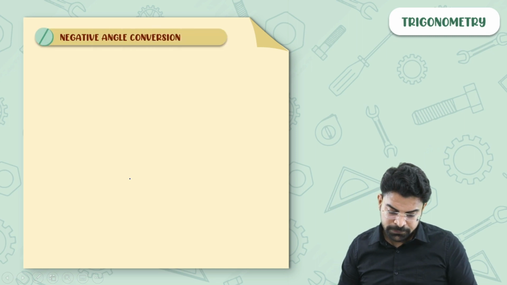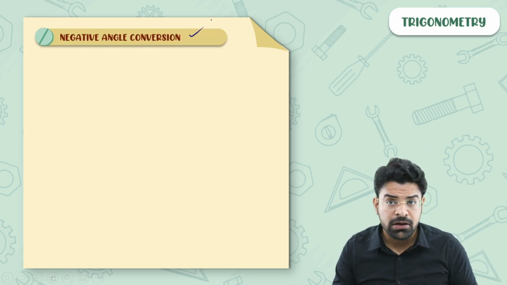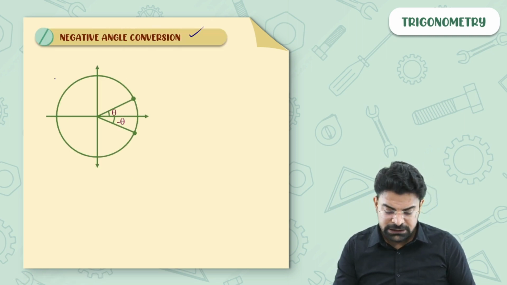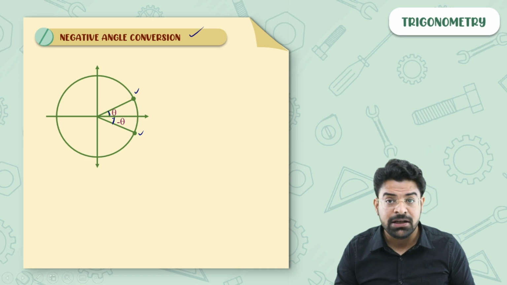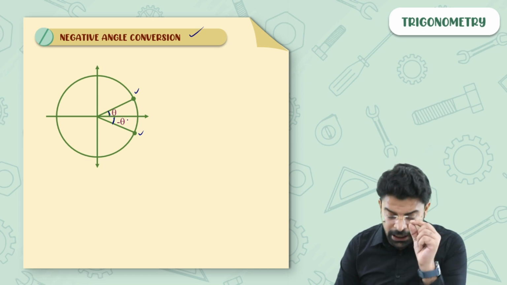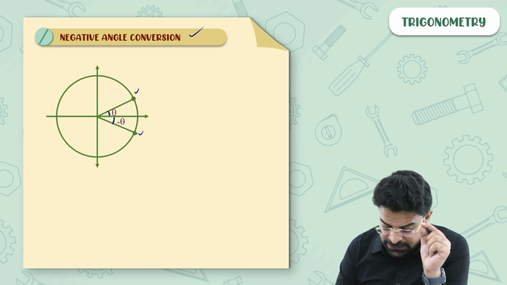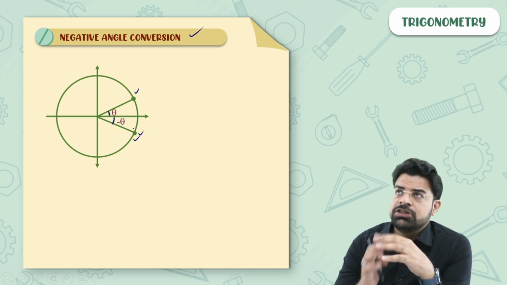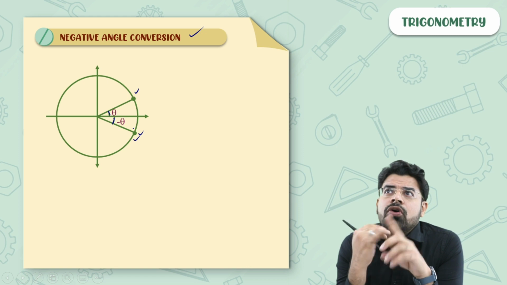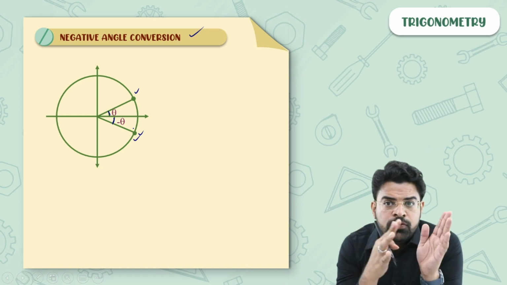Moving on. Negative angle conversion. Think of this unit circle again and think of 2 points. One for which the angle theta is positive and one for which angle theta is negative. If you take the angle theta as negative, you end up in fourth quadrant. In fourth quadrant, which trigonometric function is positive? Then in fourth quadrant, cos and sec are positive and the other four are negative.